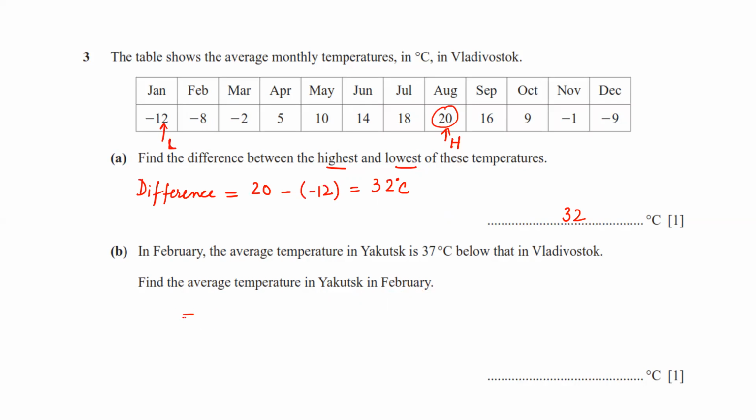So the temperature we have in February is -8, and the temperature in Yakutsk is below by 37 degrees. So we subtract 37 from it. So what we get is -45 degrees centigrade. So the answer will be -45 degrees C. Do not forget this minus sign in this answer.